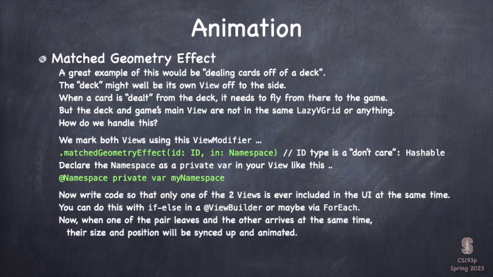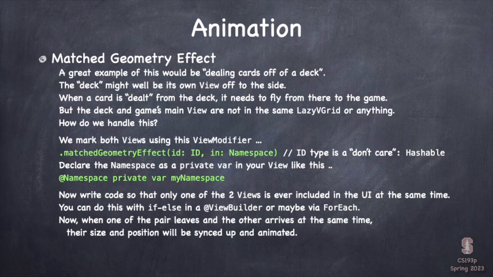And now all you have to do is write your code so that only one of the two views is ever on screen at the same time, right? You got to match up their ForEaches, the arrays that drive the ForEaches, so the one's never in the other one's array. Or if you're doing if-thens, you got to have an if that matches up the other one's else, so they're never on screen at the same time.